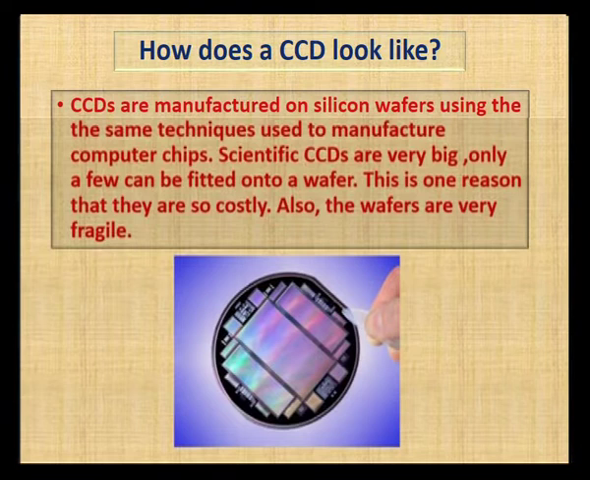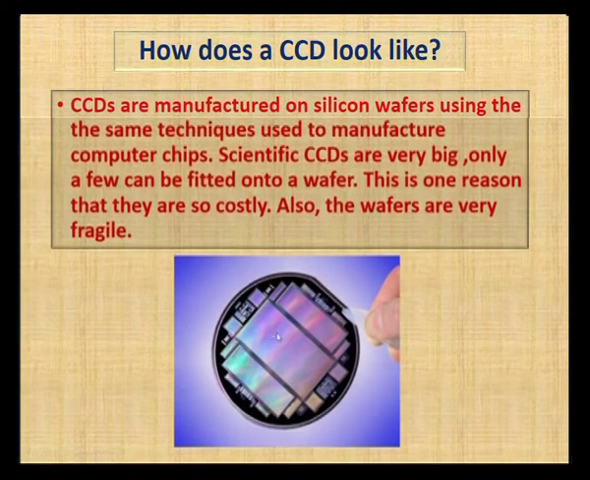Next, how does a CCD look like? It looks like a silicon wafer. It is manufactured the same way as other semiconductor devices, which we are going to study in the next unit, unit 5. In the figure you can observe the silicon wafer, and it consists of 3 CCDs, which are interconnected chips, of about 6 inches. Because of its scientific use, CCDs are very big, because only a few can be fitted onto a wafer.